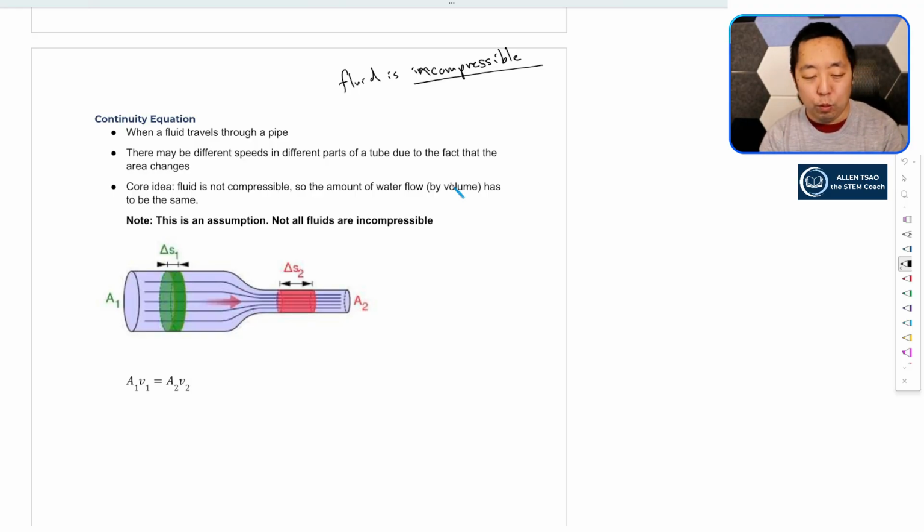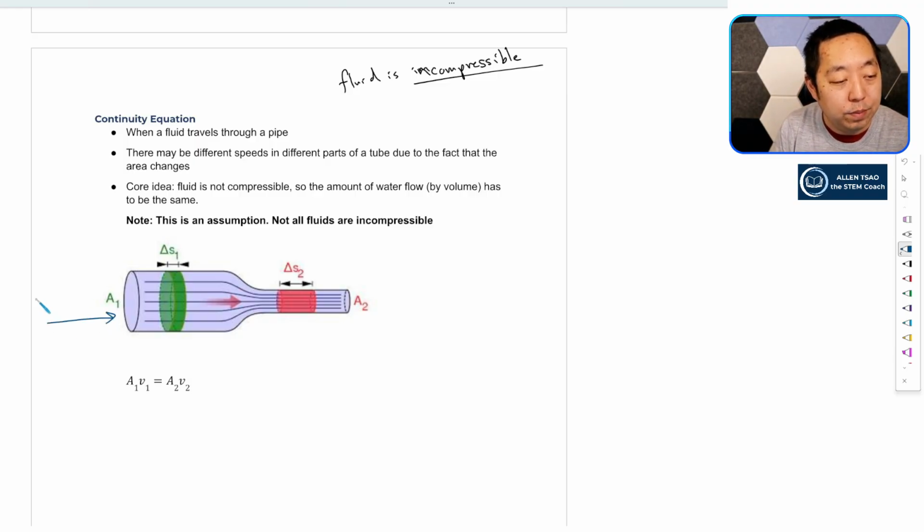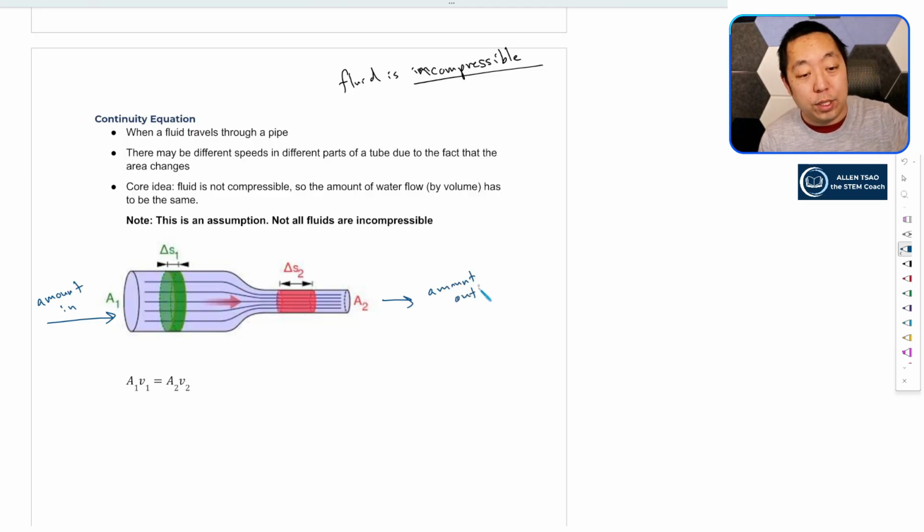So when water is traveling through a pipe, and because we can't squeeze it, then what we have to think about, and this is about a rate, is that the amount of water going in has to equal the amount going out. That makes sense. However much water is going in, the same amount has to come out on the other side of the pipe.